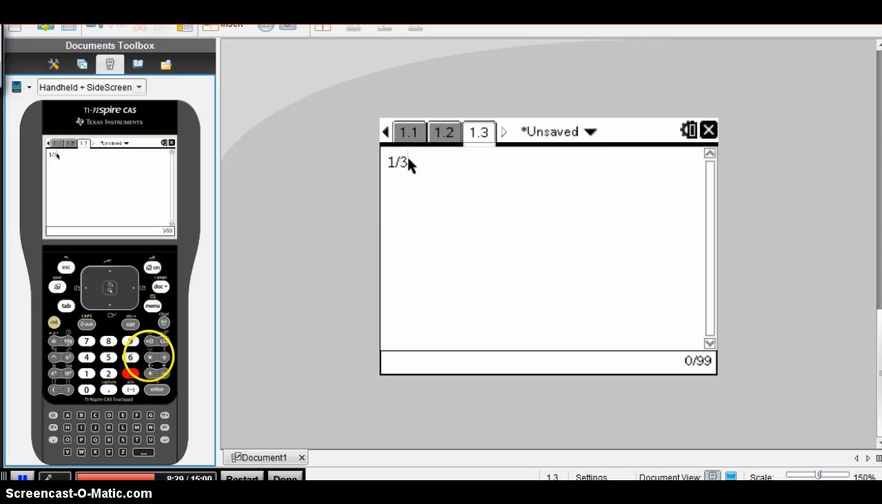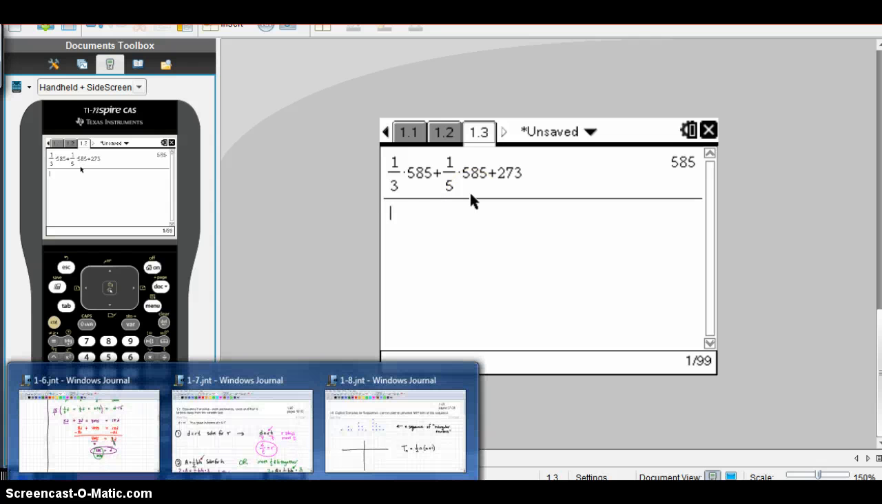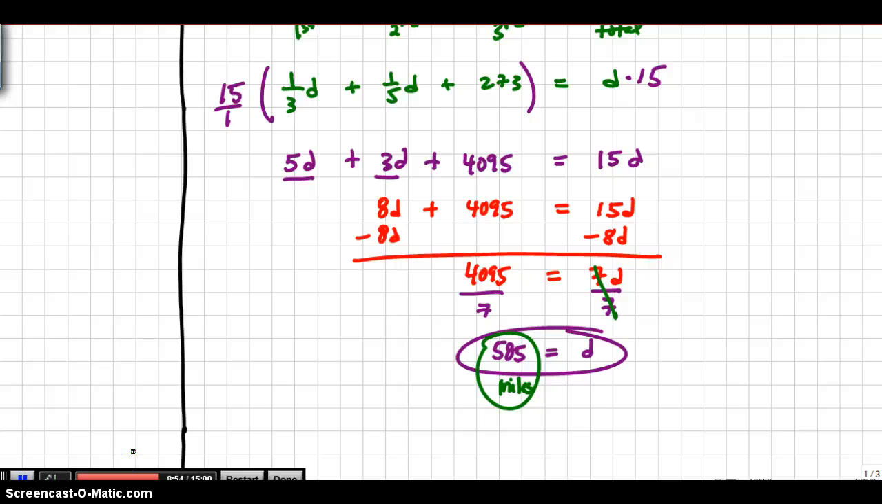times 585 plus 1 divided by 5 times 585 plus the 273, and I'm hoping that when I hit enter that I get the number 585, and I do, so I know that I got it right. It's always good to double check your answers. So if this were a test question, I'd feel fairly confident that I got that one correct.